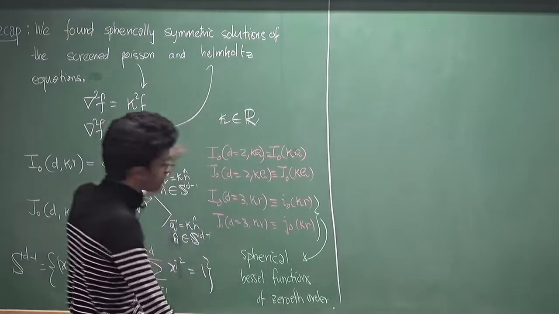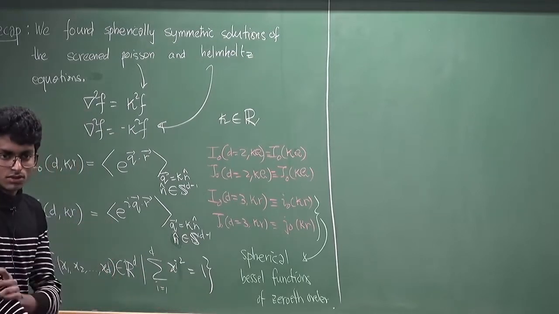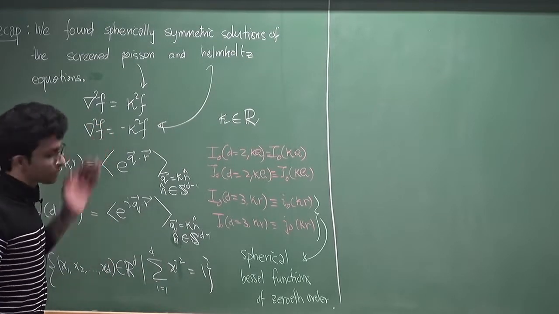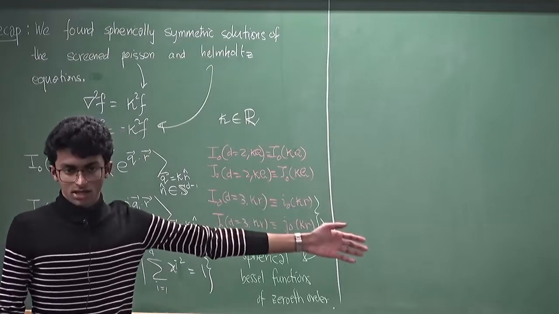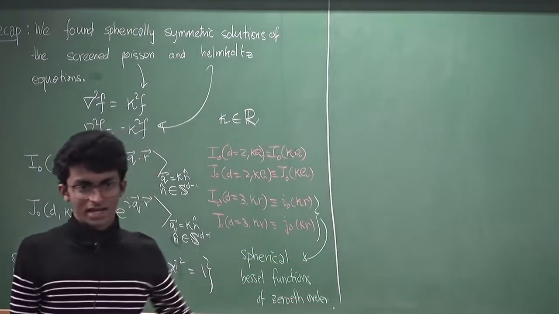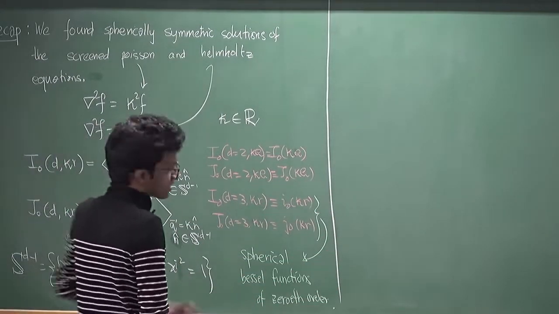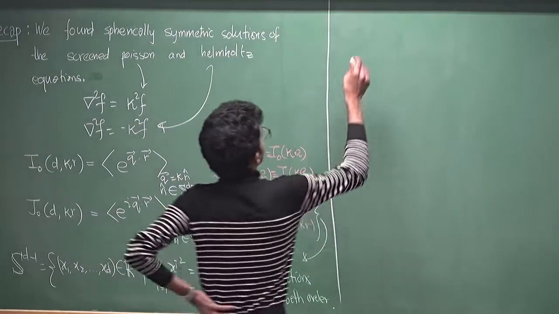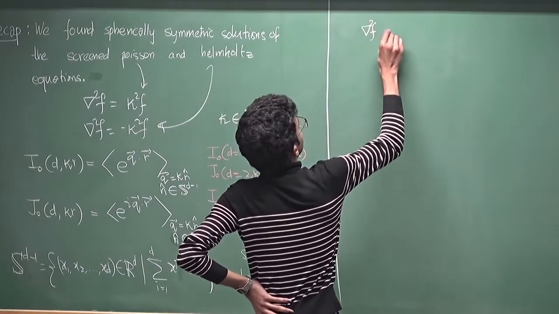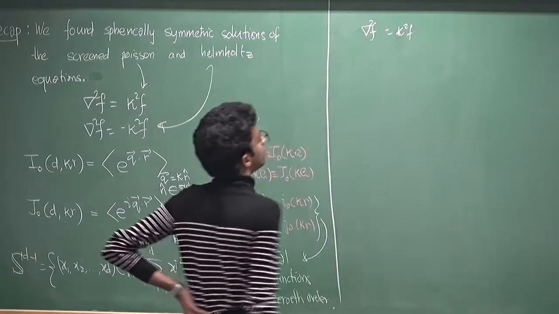So I will do it for positive eigenvalue problems only. I mean, at first, the negative eigenvalue problem is just an analytic continuation. I will write down the results, and I'll also show you why those are correct. So let's focus on the positive eigenvalue problem now. Let's consider grad squared f equal to kappa squared f.